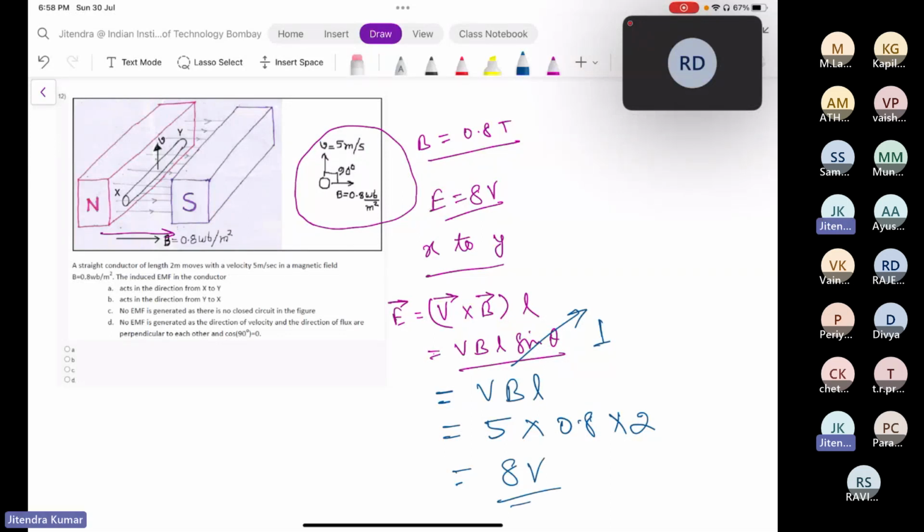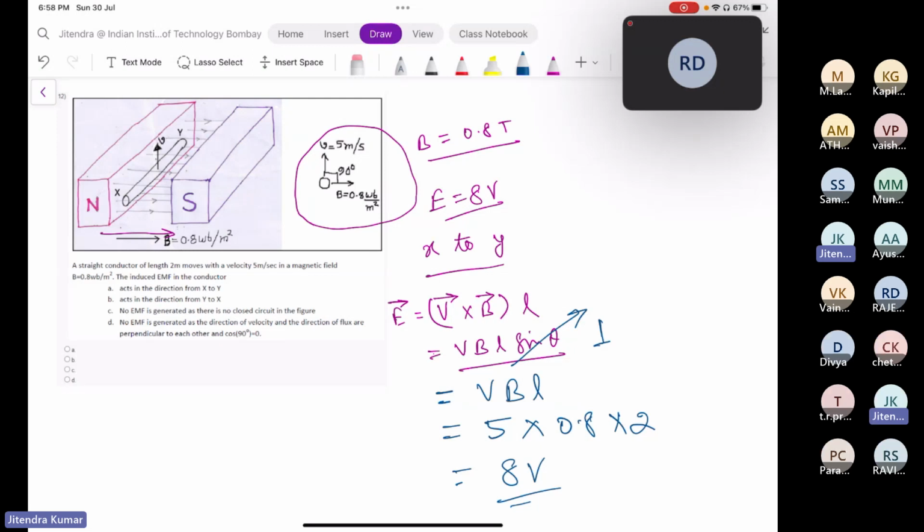And the direction of the EMF will be in the direction of force. So if you place your hand in the direction of V and curl it towards the magnetic field lines, you will see that the force will be towards the X direction, right? Am I correct, Rajesh?